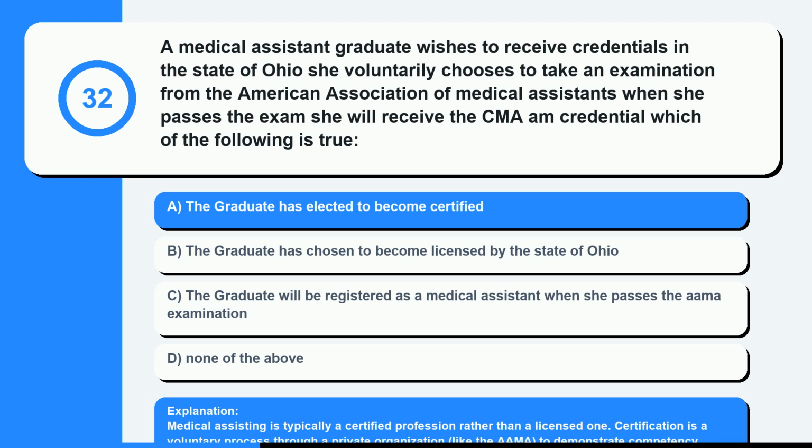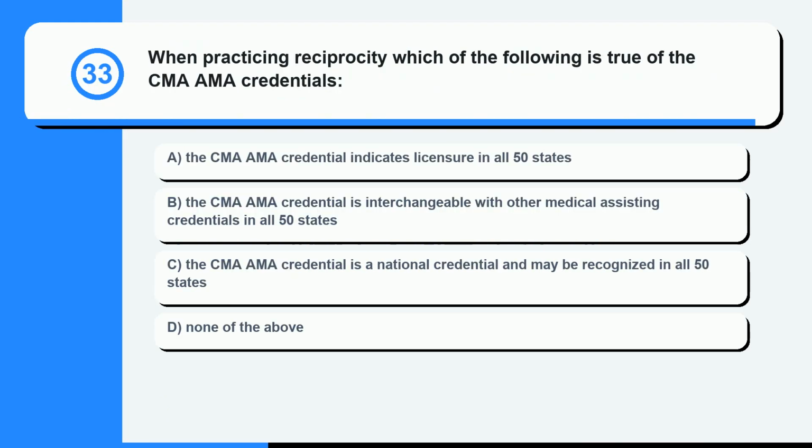Question 32. A medical assistant graduate wishes to receive credentials in the state of Ohio. She voluntarily chooses to take an examination from the American Association of Medical Assistants. When she passes the exam, she will receive the CCMA credential. Which of the following is true?